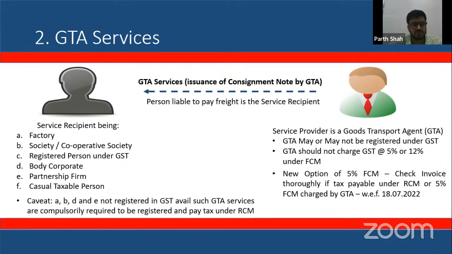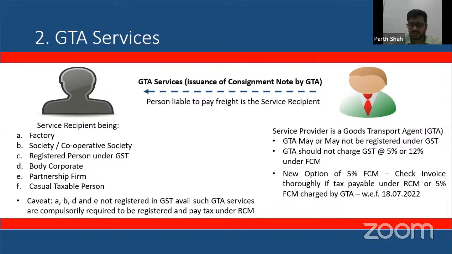So a service recipient could be a factory, a society, a cooperative society, any person registered in GST, a body corporate, which basically includes a company under the company's law, an LLP, a partnership firm, or a casual taxable person. If a factory or a society or a body corporate or a partnership firm is not registered in GST, but receives such services where they are expected to pay tax under reverse charge, then in those cases they will have to obtain registration under GST and pay taxes for such services under the reverse charge mechanism. I hope this is clear.